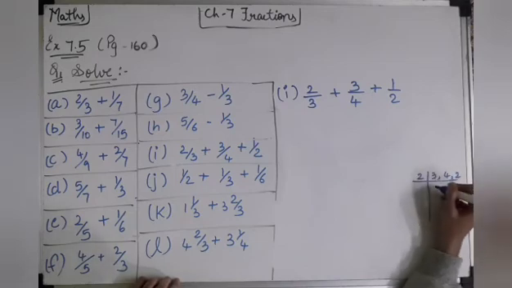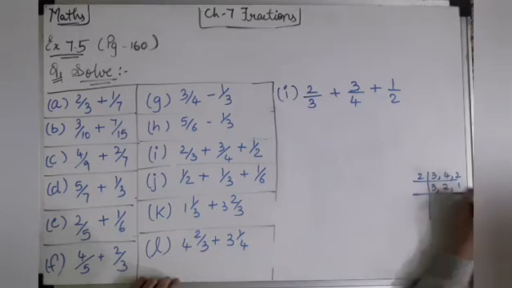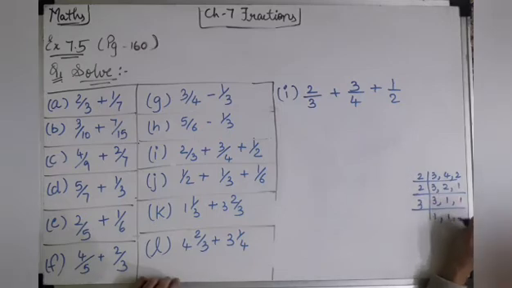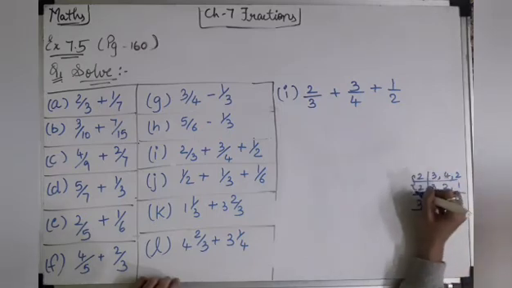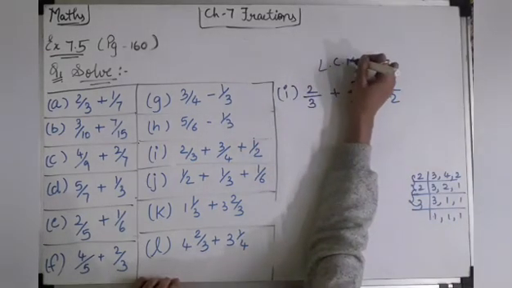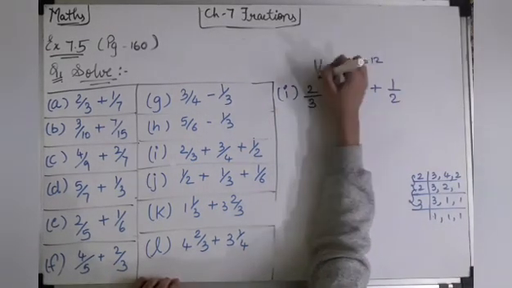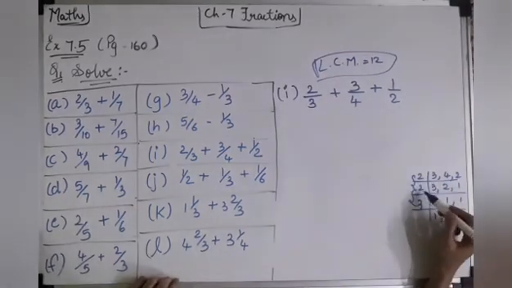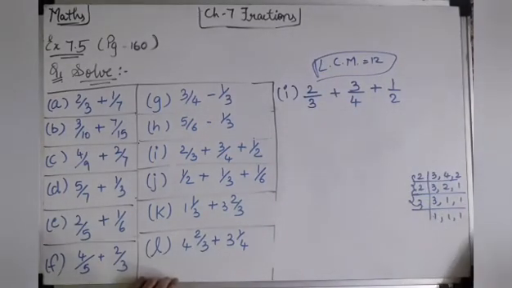So 2 table first we'll take. In 2 table 3 is not coming. 4 is coming, so 2 2s are, 2 1s are. Again we'll take the table of 2. 2 1s are and 3 1s are. So 2 2s are 4 and 4 3s are 12. So LCM what came? Our LCM came 12, right?